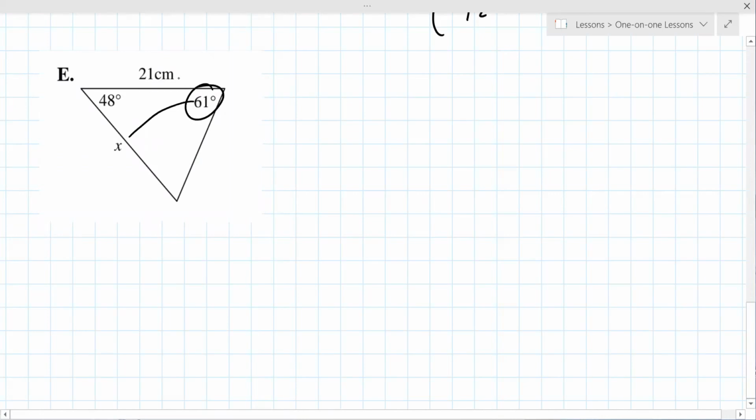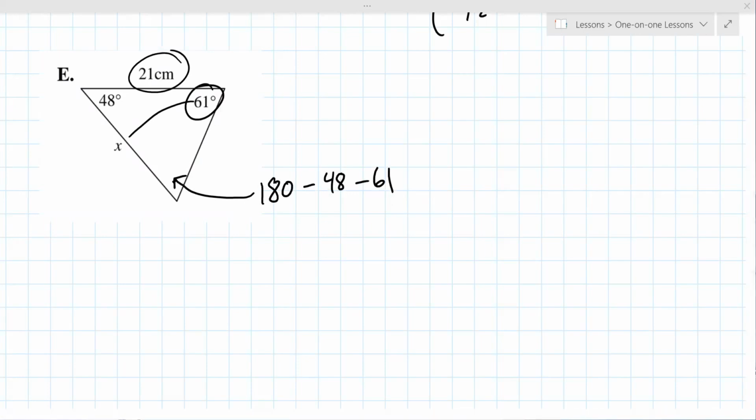We have a side. We don't have this angle right here. So to get this angle, we have to take 180 and subtract 48 and subtract 61 from it. Actually, it's been a while since I've seen this variation on the problem, but that's a good one. So that's 71 degrees. So now we've got the missing angle side pair.